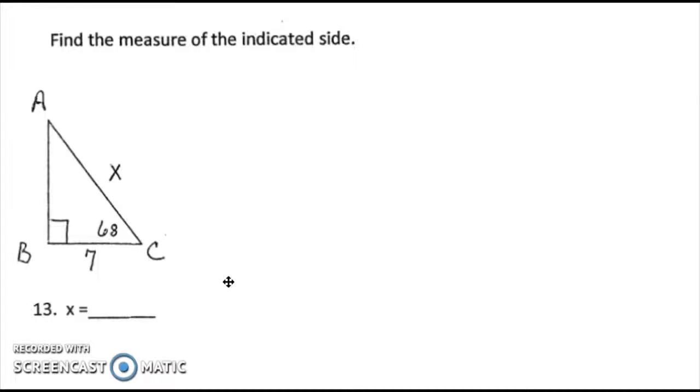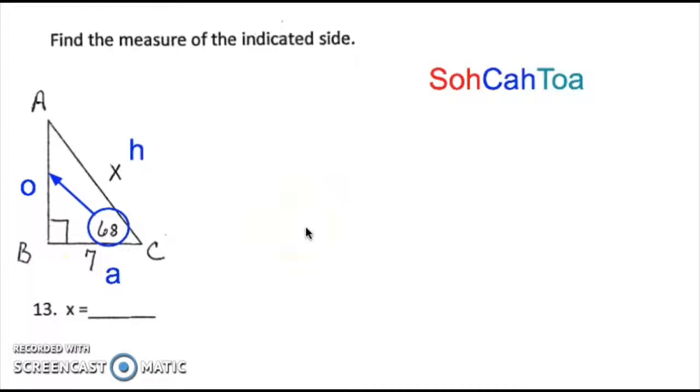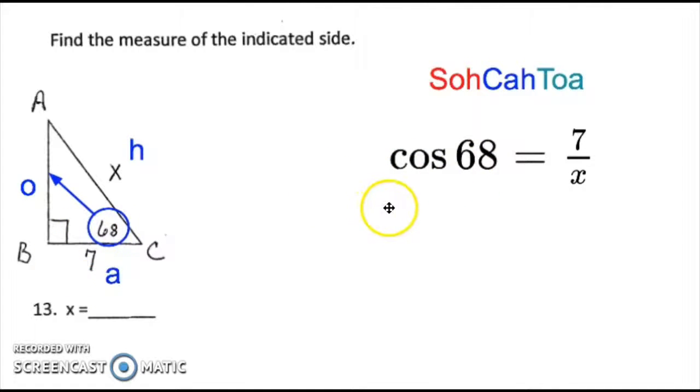So 13 through 16, we are looking for the indicated side. So we're looking for this side here. So we circle the angle given, not the 90 degree, and draw an arrow across, and that side is going to be opposite. The one across from the 90-degree angle is hypotenuse, and the one next to it's adjacent. So using SOHCAHTOA, we look at the side we're looking for and the side we're given, which is A and H, which is cosine. So cosine of our angle of 68 equals A over H, or 7 over X.